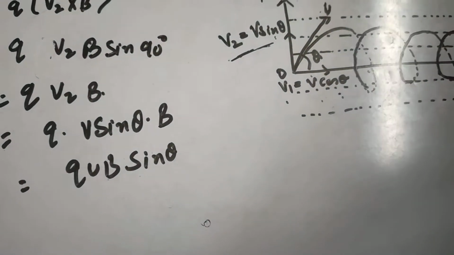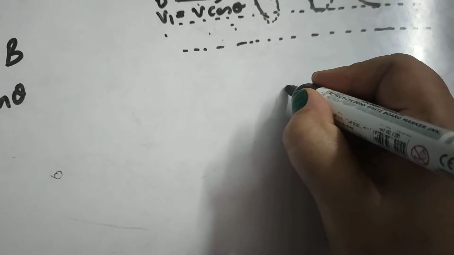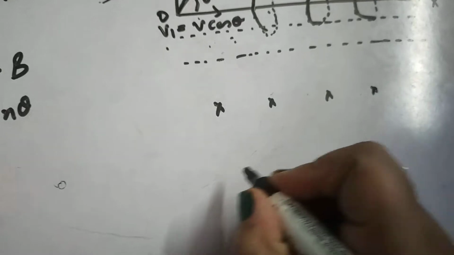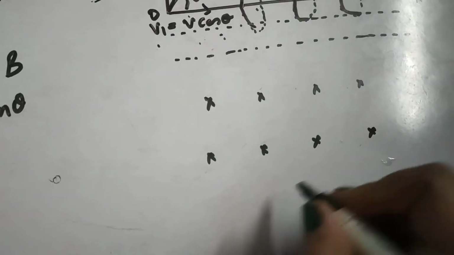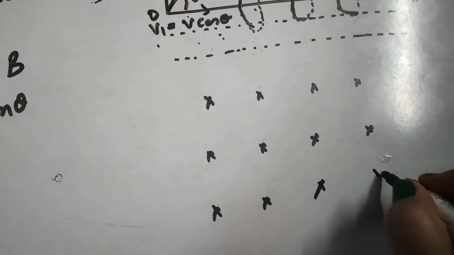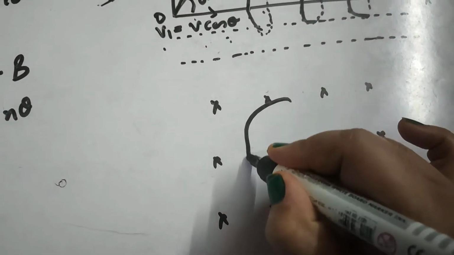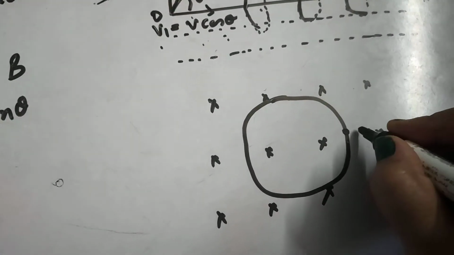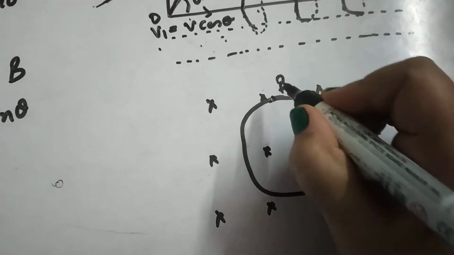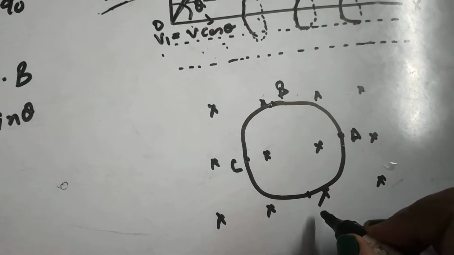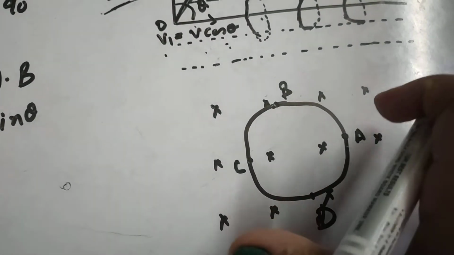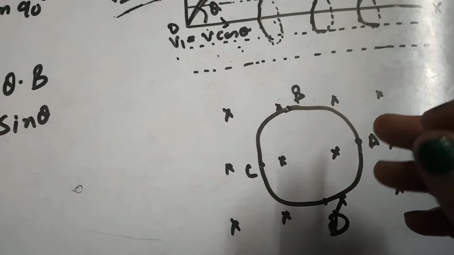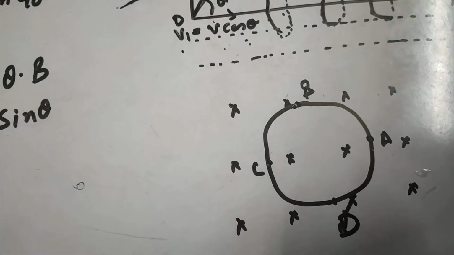Now let us have a look at how it looks. Suppose let us consider the magnetic field directed inward is represented by crosses, which shows that the magnetic field is lying perpendicular to the plane directed inward, and let this be the circular path followed by the charged particle. And here we have considered 4 points A, B, C and D. Now let us find out, if a charged particle is moving, in which direction the force will be acting at each and every point, right?